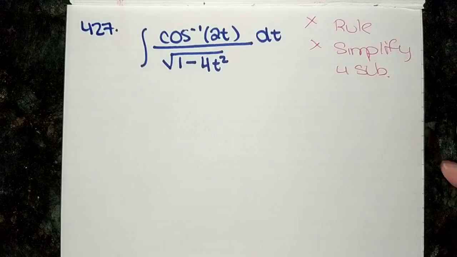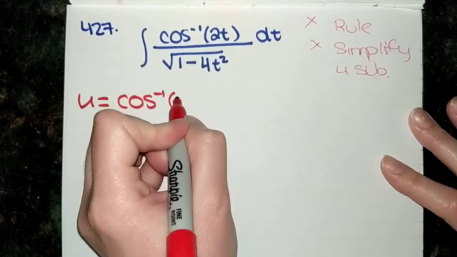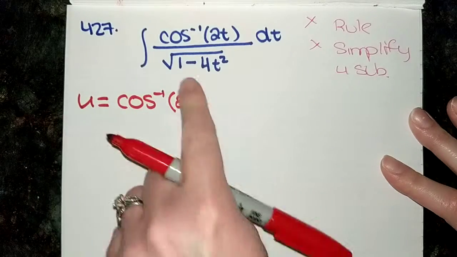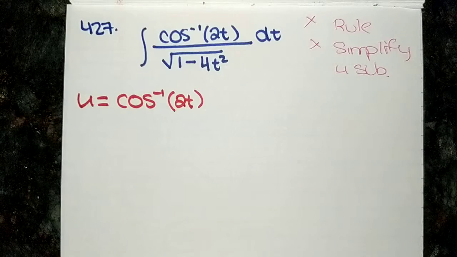Now, remember that when you're working through u sub, you want to have u and its derivative appearing inside of the integral. So to pick our u, we will pick cosine inverse of 2t because we notice that the derivative of cosine inverse looks very similar to this denominator.